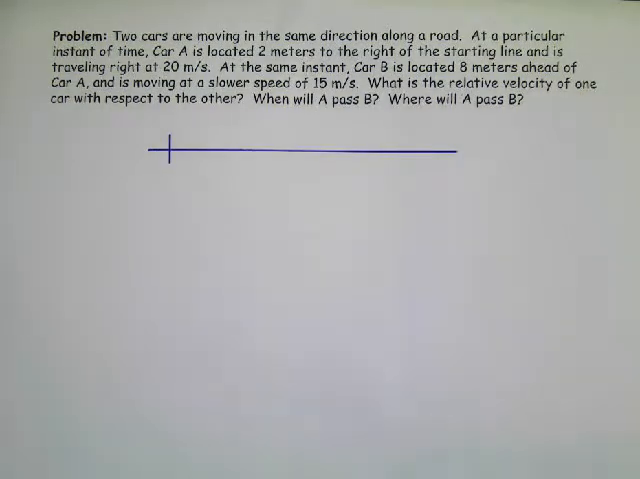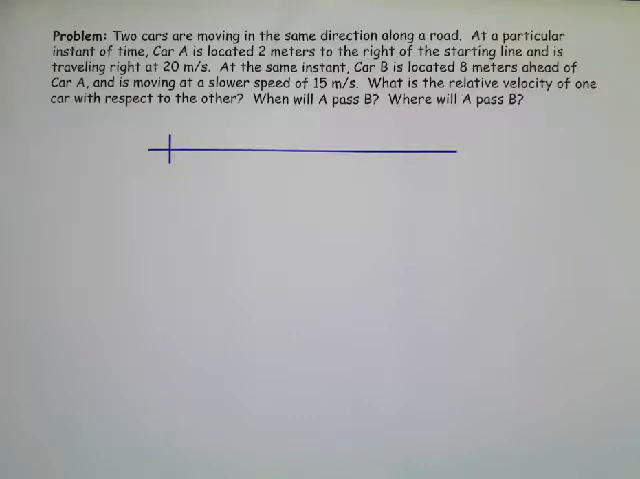Okay, now I'm going to read it again. The problem states that there are two cars moving in the same direction along a road. At a particular instant of time, car A is located 2 meters to the right of the starting line and is traveling at 20 meters per second. At the same instant, car B is located 8 meters ahead of car A, and it is moving at a slower speed of 15 meters per second. What is the relative velocity of one car with respect to the other? When will A pass B? And where will A pass B?